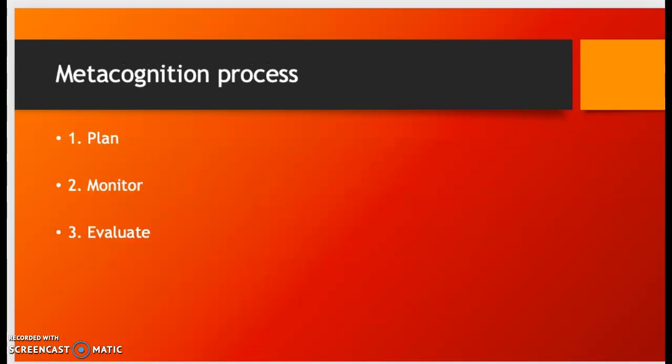So there is a metacognition process. The process starts with number one, which is planning. So you have to plan out your approach, how you will understand the information. Number two, monitoring. So monitoring your comprehension of the information. This can work as practice tests, review, studying, flashcards, and memory.